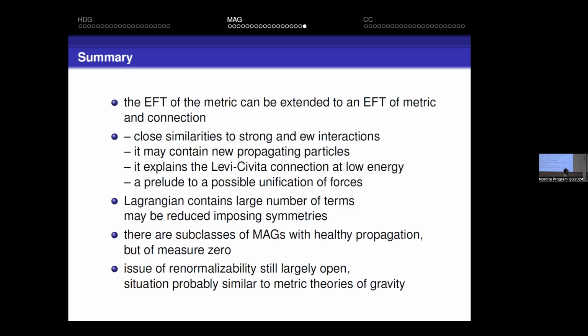So there's this close similarity with the theories of electroweak interactions in particular. It may contain new propagating particles. I don't know, people say dark energy. There's a new particle. It could be the dark matter. Sorry, dark matter, not dark energy. It explains why you have the Levi-Civita connection at low energy. And it is a pathway towards unification between gravity and the other interactions.